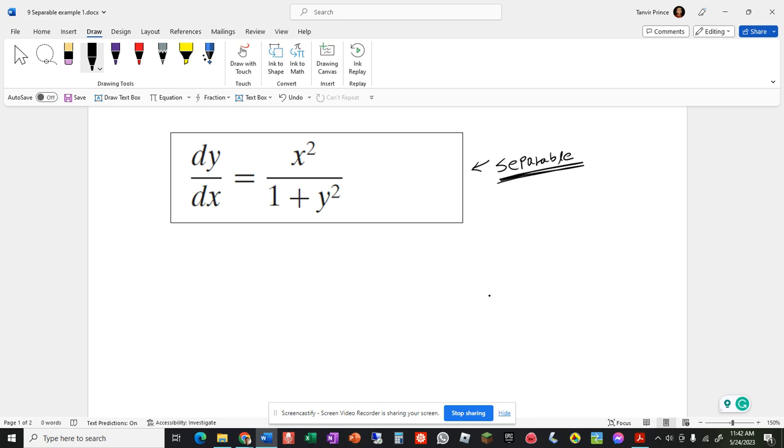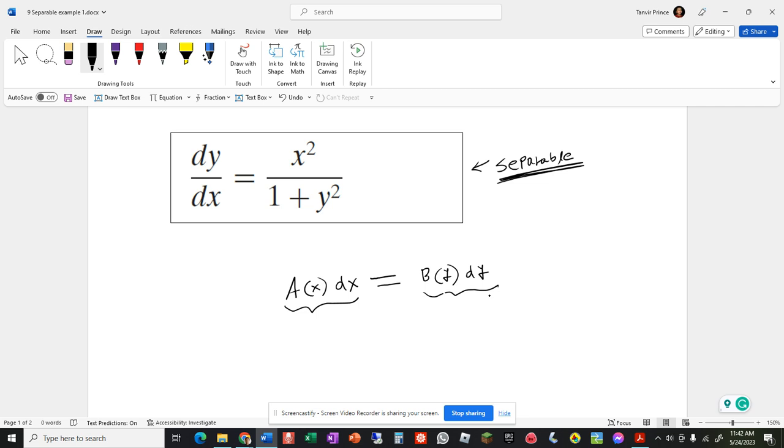To be more precise, if you can rewrite a differential equation as, on one side, some function of x times dx, and on the other side some function of y times dy. In other words, all x on one side, all y on the other side, just like this. If you can do this, then it is separable.